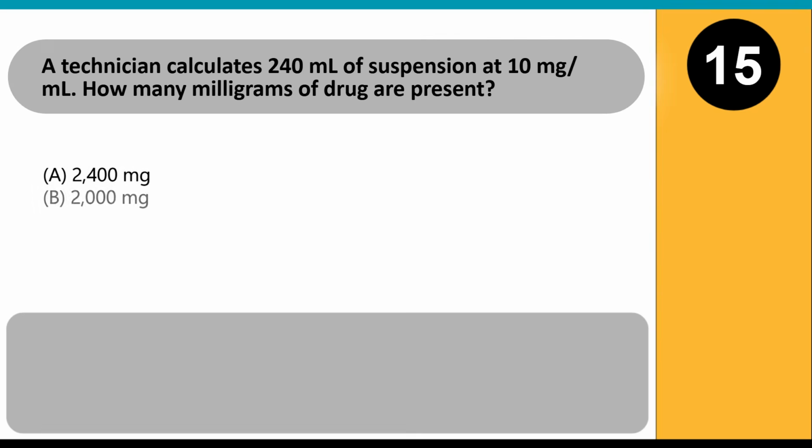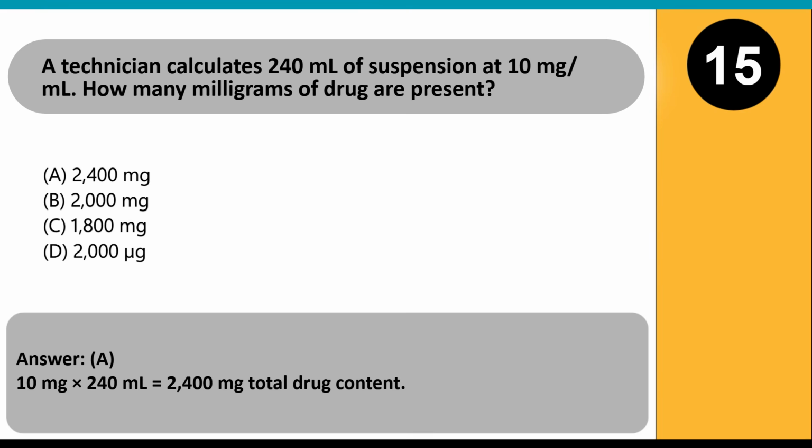A technician calculates 240 milliliters of suspension at 10 milligrams per milliliter. How many milligrams of drug are present? A. 2,400 milligrams. B. 2,000 milligrams. C. 1,800 milligrams. D. 2,000 g. Answer: A. 10 milligrams times 240 milliliters equals 2,400 milligrams total drug content.